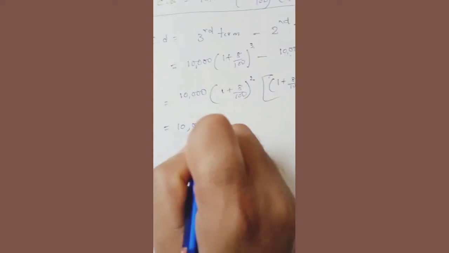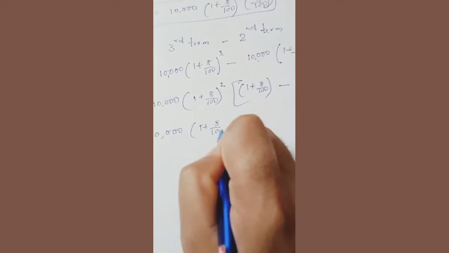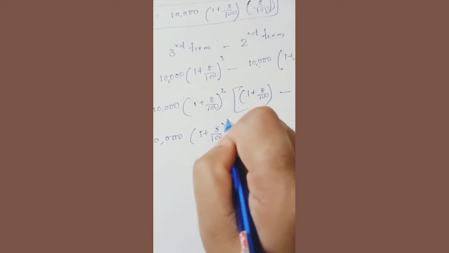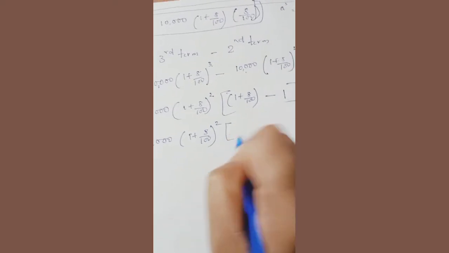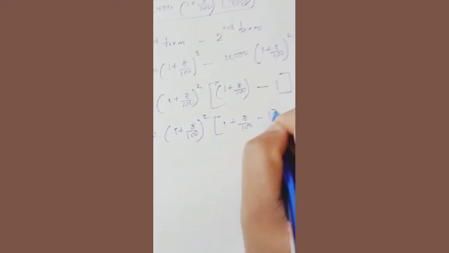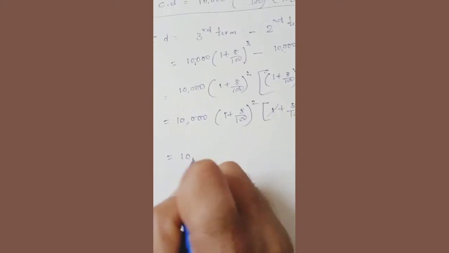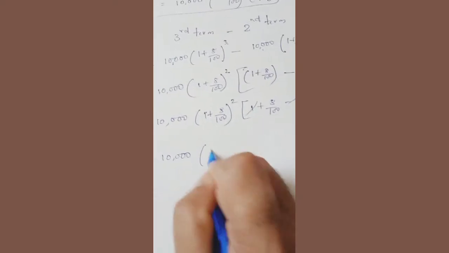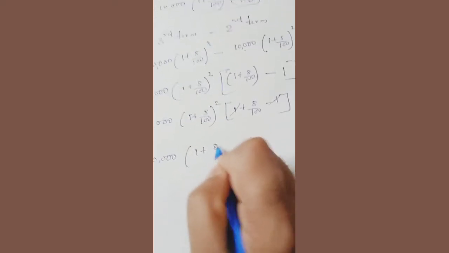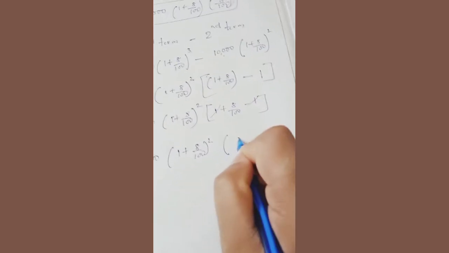So 10,000 of 1 plus 8 by 100 whole square, I'm going to remove this bracket, 1 plus 8 by 100 minus 1. So plus 1 minus 1 cancels. 10,000 into 1 plus 8 by 100 whole square into 8 by 100.